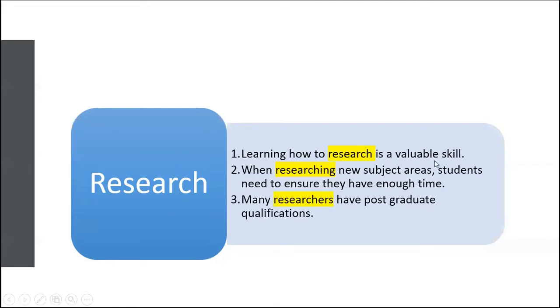Learning how to research is a valuable skill. Number 2, when researching new subject areas, students need to ensure they have enough time. 3, many researchers have postgraduate qualifications. Now, in number 1, learning how to research is a valuable skill. Notice it's research because it's a verb. Remember, if this was a noun, it would be research because the stress is on the beginning. So research as the noun, research as the verb, different stress.